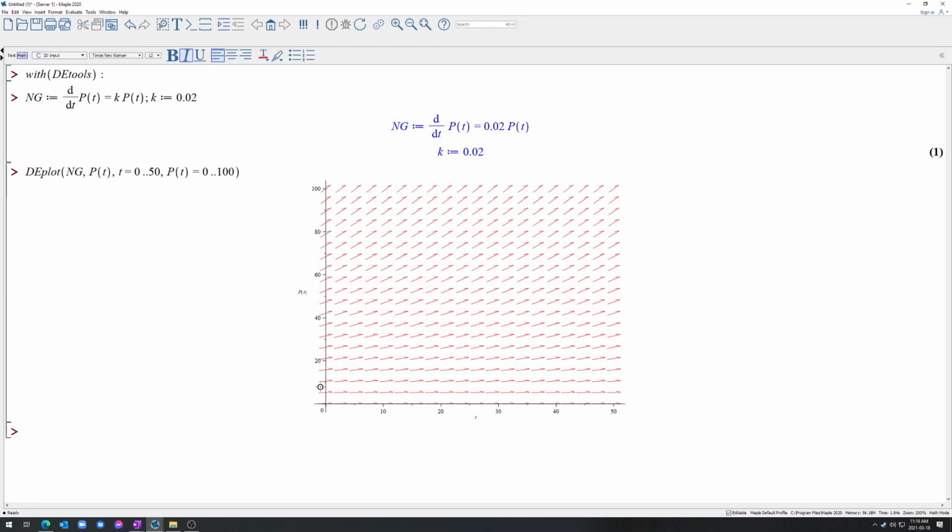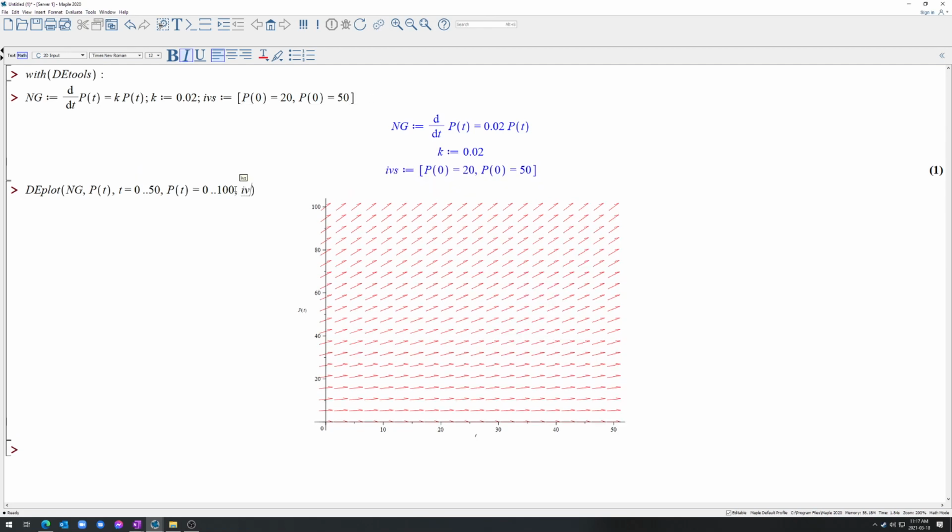And you can see that we have lower slope down below and greater slope higher up. So the greater the population, the greater the rate of change of population. They are proportional. These slopes are proportional to their corresponding population. Now let's try some initial values. Let's start off with initial populations of 20 and 50. And let's add those initial values onto our plot and show those in blue.